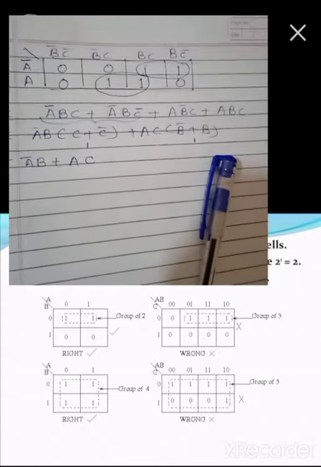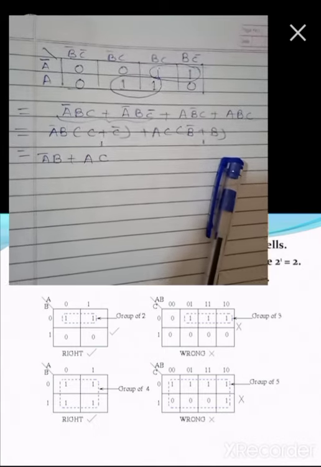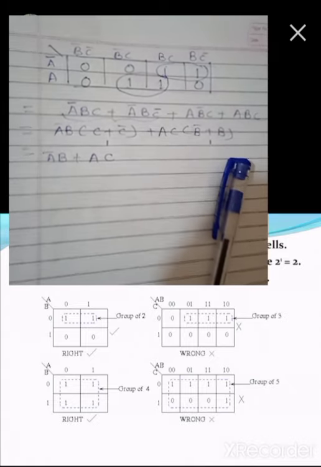So this is about how to make the pairs in K-map for solving the Boolean expression. Thank you.